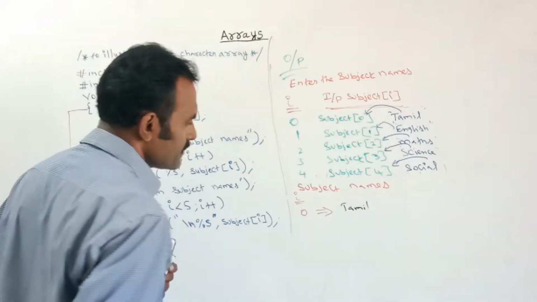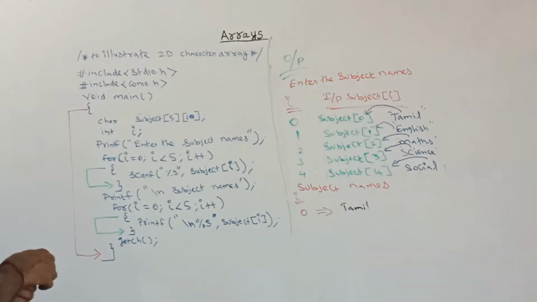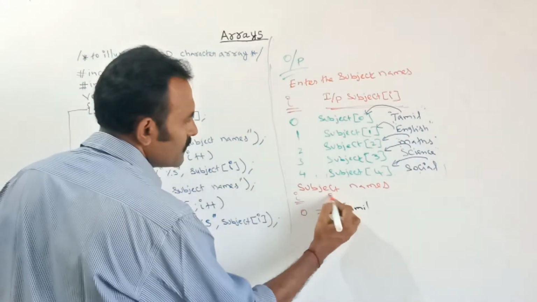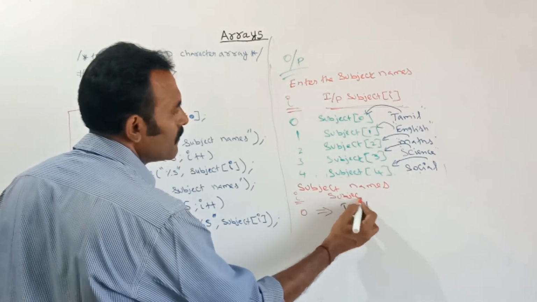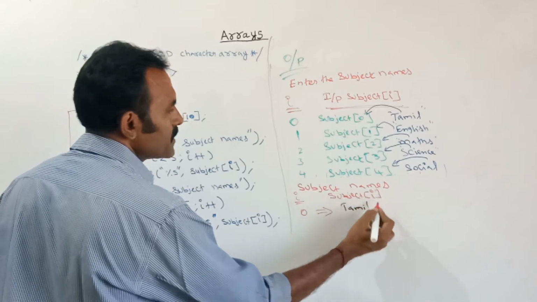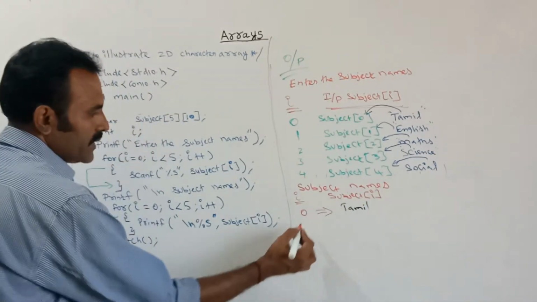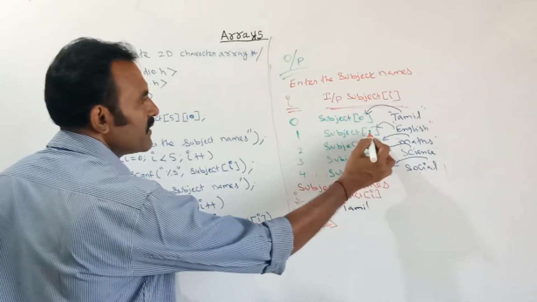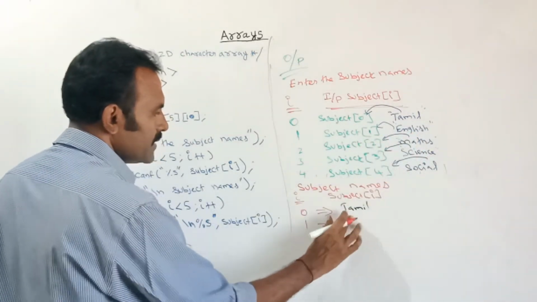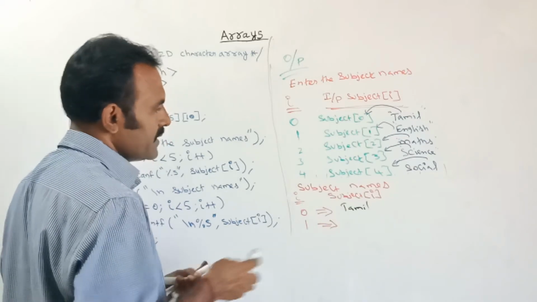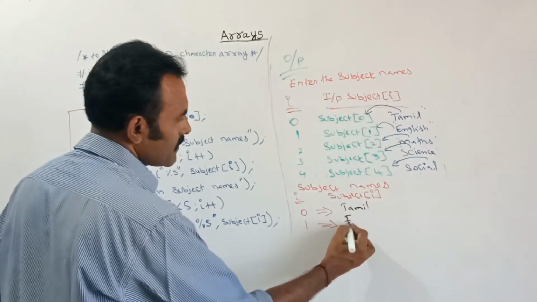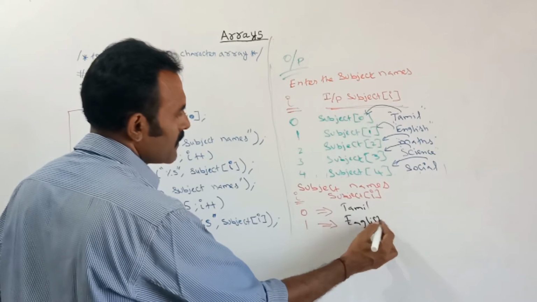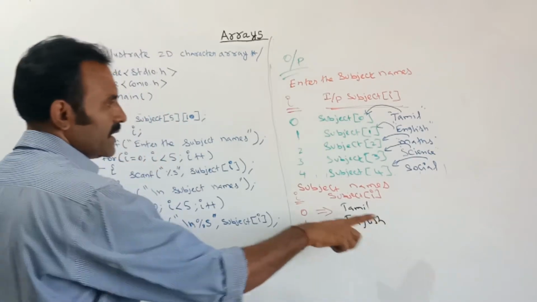It will display on the display screen. In the same way, next the I value will be incremented. Subject of ith position. So next I value is 1. Here, subject of first position. What is the subject of first position? English. Here it will display the value English. It will display the string English.